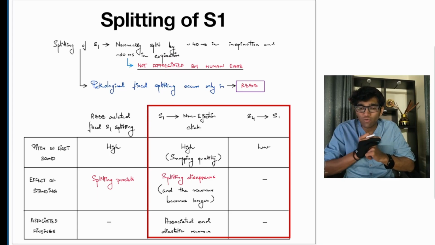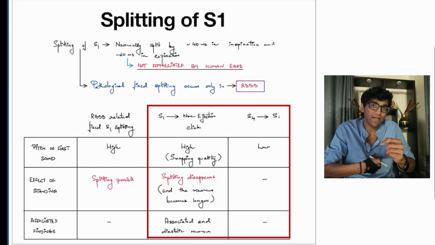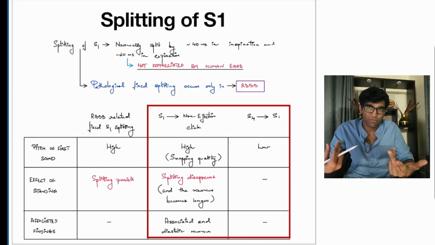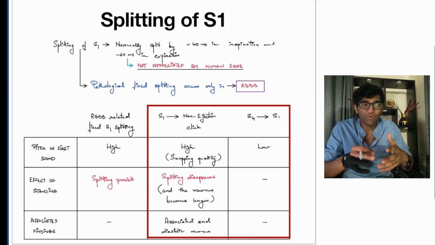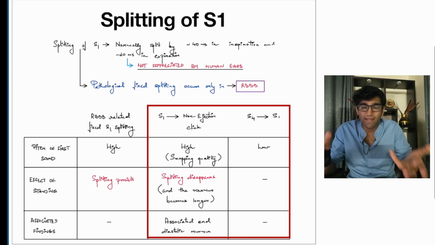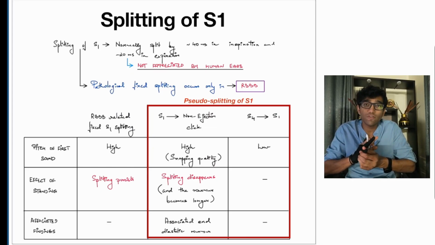So these two sounds, say there is S1 followed by an early non-ejection click, or there is S1 preceded by an S4 sound. Now both S4 and non-ejection click are best heard at the apex, just like the S1 sound. So in that situation, both of them would give the appearance that there is splitting, but it is actually pseudo splitting. So this is called pseudo splitting of S1.